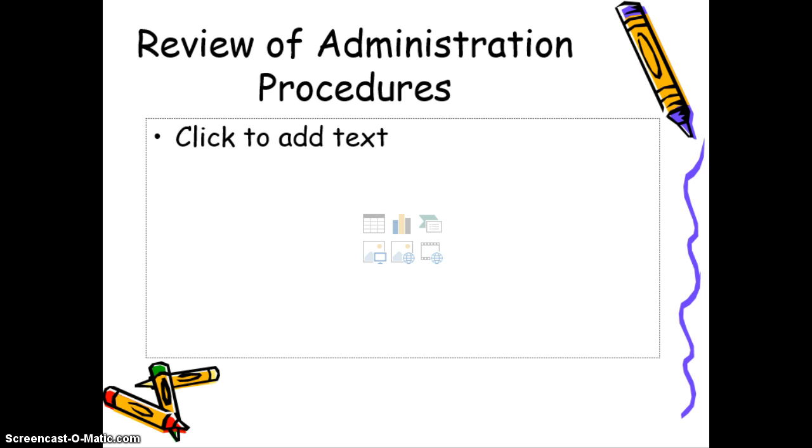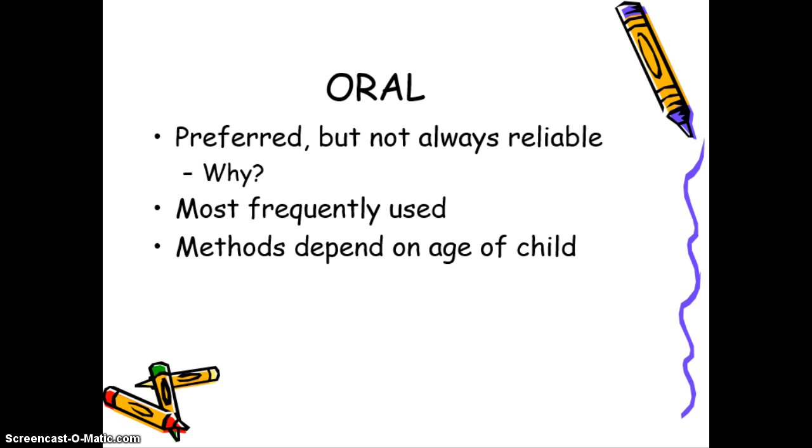Reviewing the administration procedures for medication administration. I'm just going to click through these real quickly. If we are administering oral medications, remember that it's best to use a syringe if it's going to be less than 5 ml, so that we have better accurate measurement. We can use a syringe inside of a nipple, or else place that syringe in the outer pocket of the child's mouth.